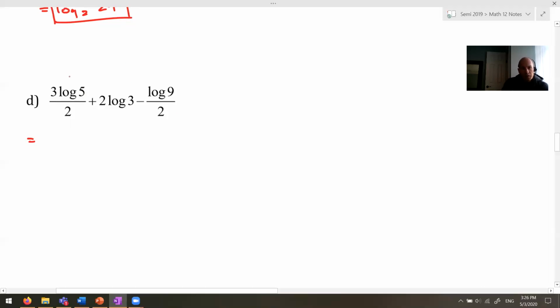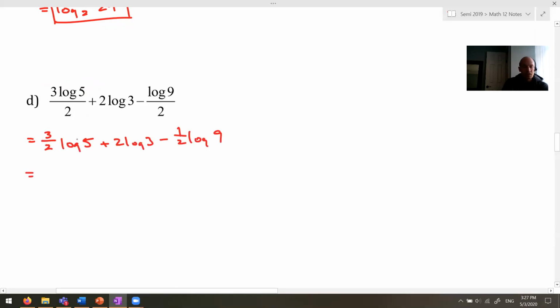So when you're dealing with numbers like 3, you're going to bring that up and make it 3 cubed. When you're dealing with stuff like this, remember dividing by 2 is the same as multiplying by half. So I could think of this as 1/2 times 3 log 5. And when I bring that 1/2 in, it's actually going to come in as 3 over 2. So let's write that out. This is the same as, I prefer to rewrite it as, 3 over 2 multiplied by log 5. This is 2 log 3, and then this one is 1 over 2 log 9.